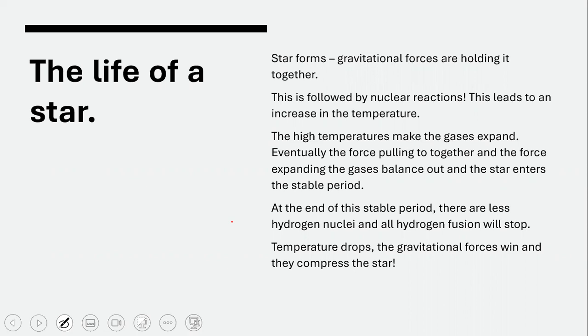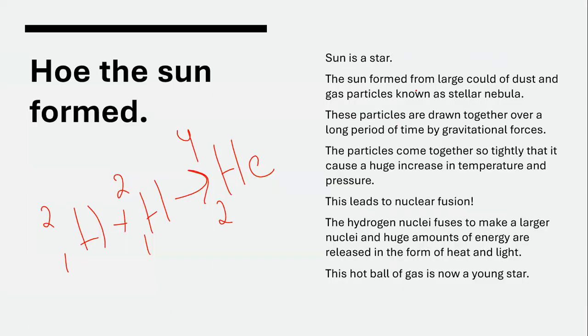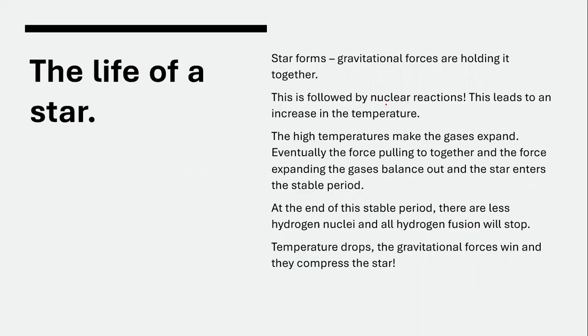So, a star is formed from interstellar clouds of gas and dust that contain hydrogen, right? So, what actually ends up happening? Everything that we studied over here: the sun was formed from a large cloud of dust and gas particles. Just like that, any star is initially going to be made up of a cloud of gas and dust that have hydrogen and sometimes helium inside of it as well.